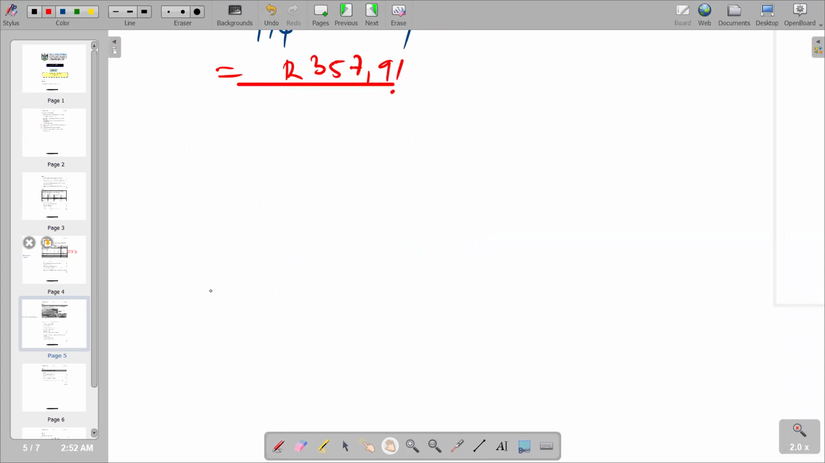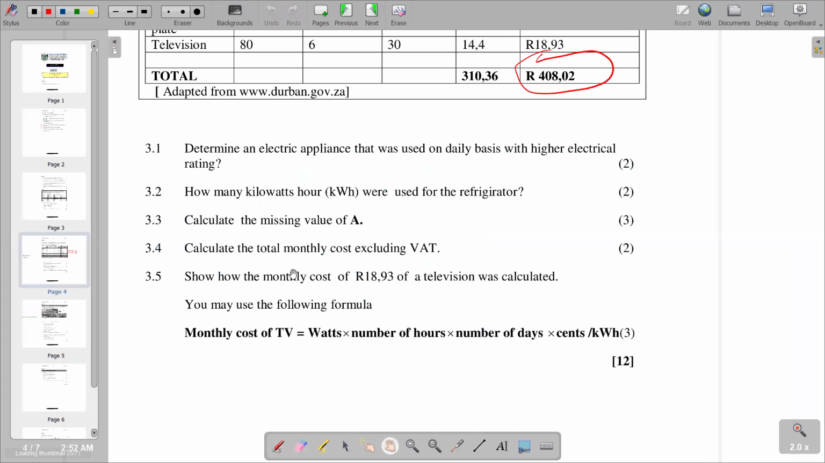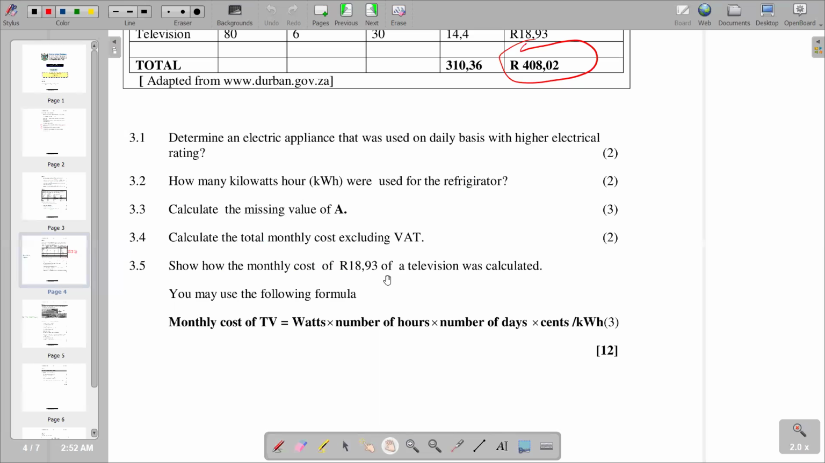So we move on to the next question, which is going to be on 3.5. Show how the monthly cost of 18 rands and 93 cents of a television was calculated. You may use the following formula. Monthly cost of TV equals watts times number of hours times number of days times cents per kilowatt hour. So we can start by putting down our formula.